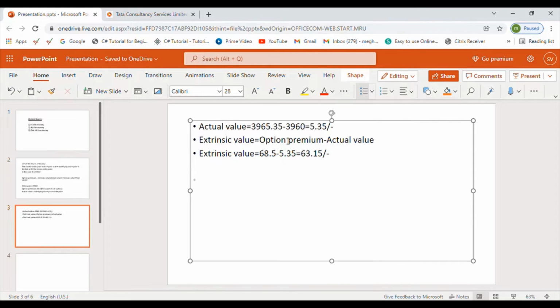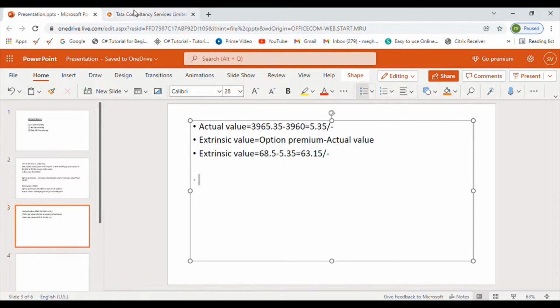But remember, as the days progress and as we go closer to the expiration date, this extrinsic value keeps losing its value, and on the expiration date this extrinsic value becomes 0. So what is exactly left is the actual value. In case of in the money, the actual value will be higher. The deeper we go in the money, the more actual value it possesses. And in case of out of the money, the actual value is completely 0.